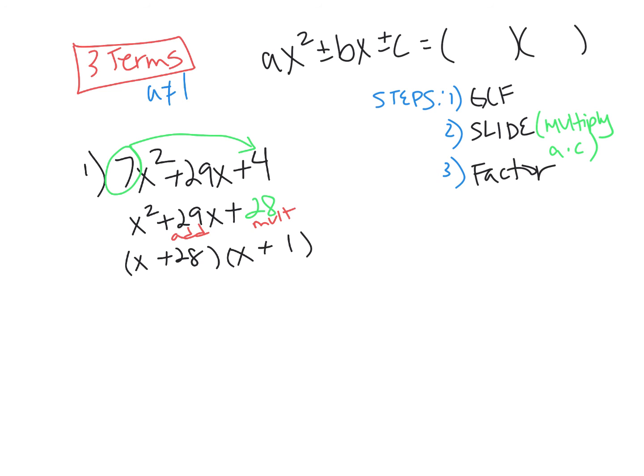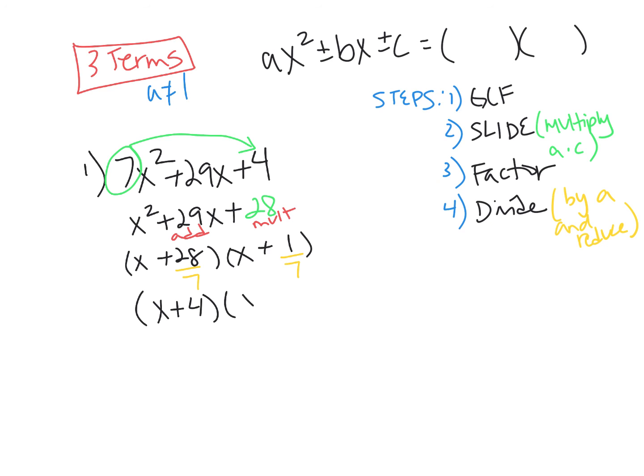Well, now I need to undo what I did. I multiplied 7 times 4, so now I need to divide, so that I can undo my multiplying. So I'm going to divide by a, and reduce. So my a value here was 7, so I'm going to divide by 7 on each of the right-hand sides. Well, 28 divided by 7 divides evenly. That is 4.